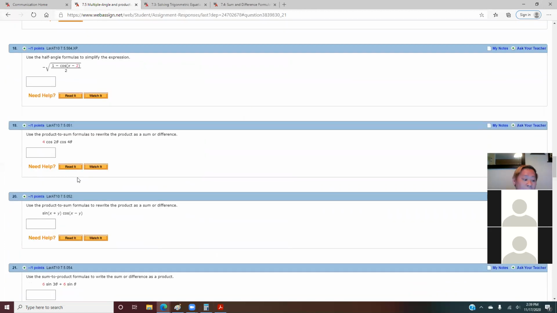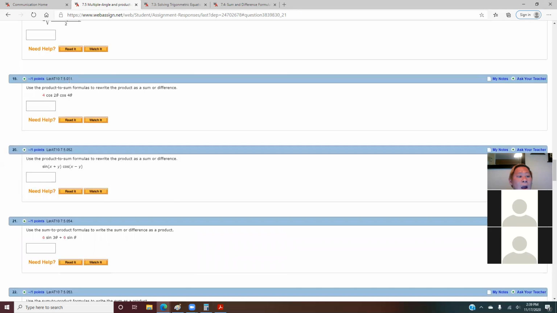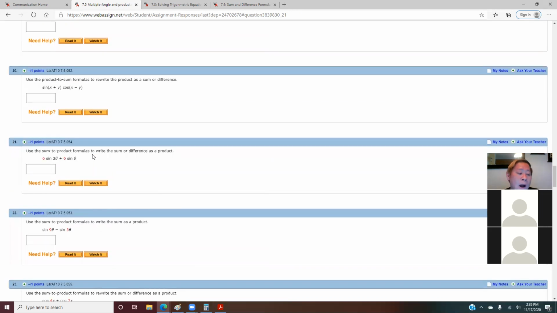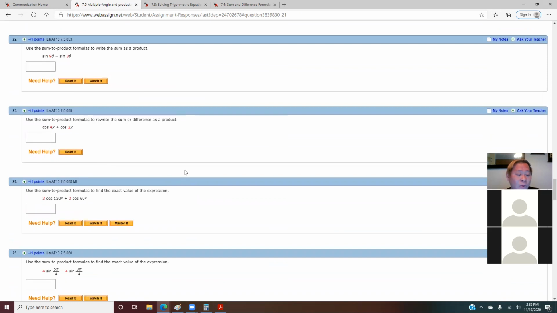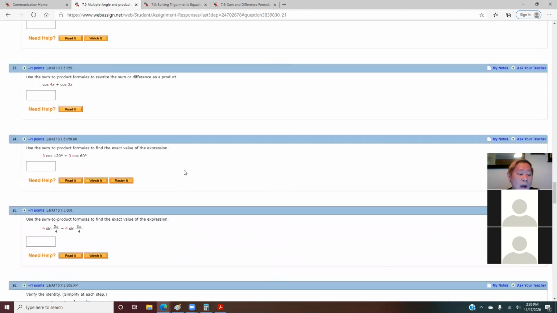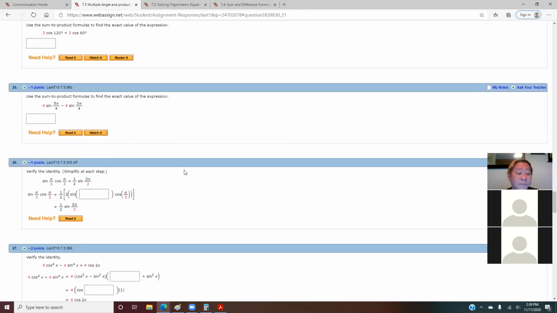This one uses product to sum, sum to product. In the homework they will tell you. But in the test, I won't tell you what formula. I just say rewrite this product as a sum or difference, or rewrite this sum as a product. So I won't tell you which formula to use. So make sure you know that practice is something I will want you to do. So make sure you understand this section 7.5.